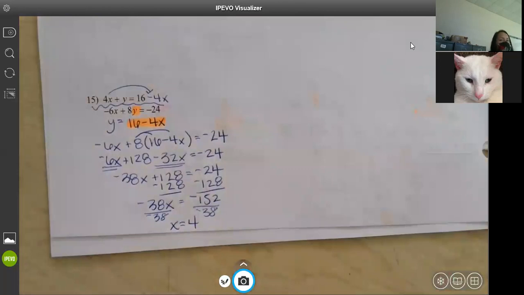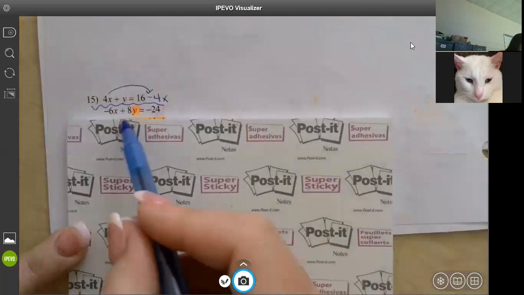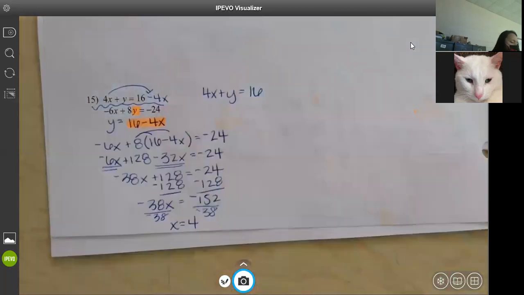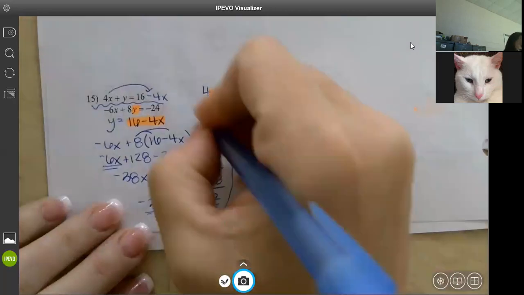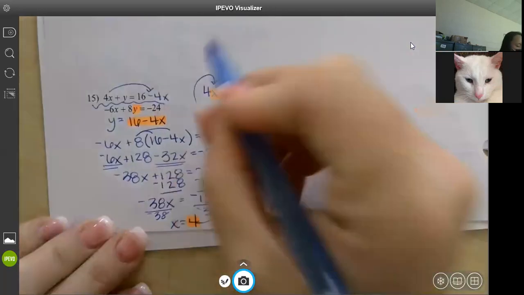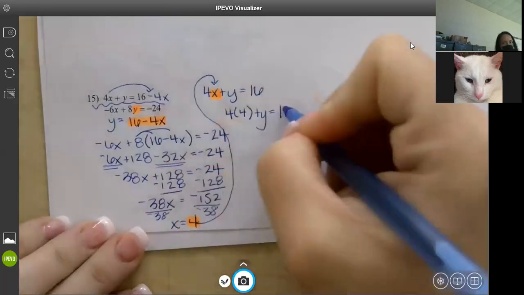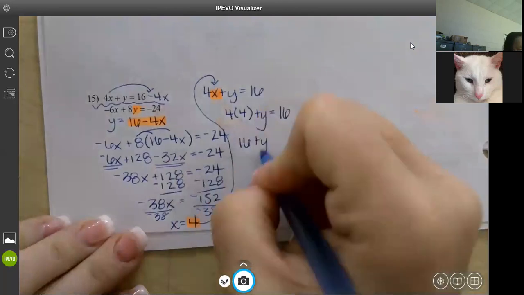Pick your easiest equation from the very beginning. So usually, again, the one that you change is the easiest. So 4x plus y equals 16. We got x equals 4. Make sure you plug it in for the x. So we have 4, instead of x we have times 4, plus y equals 16. What is 4 times 4? So 16 plus y equals 16.